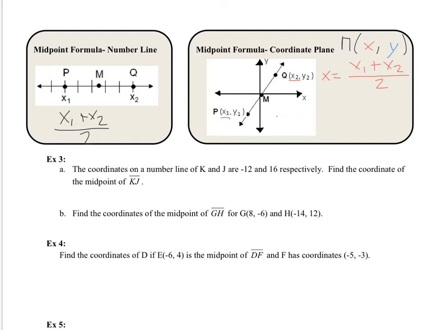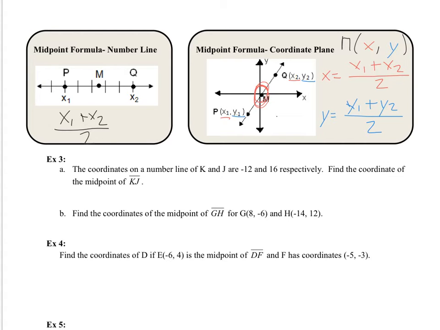Now we'll do the exact same thing for the y's. So y is equal to the sum of y1 plus y2 all divided by 2. And then once you get those answers, you simply put it in as a coordinate. So you'll have an answer for x and an answer for y, and that'll be your point M. So that'll be your midpoint.